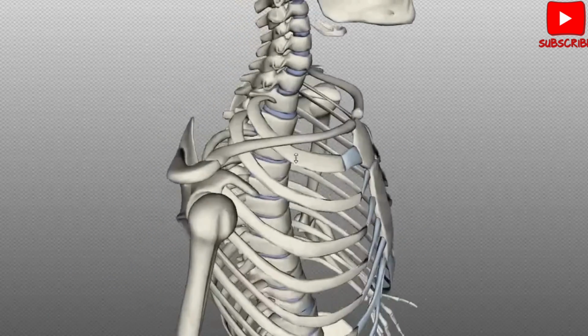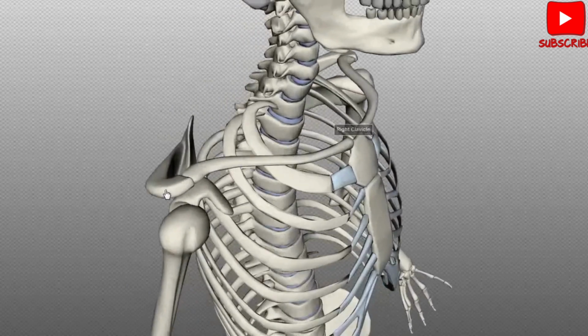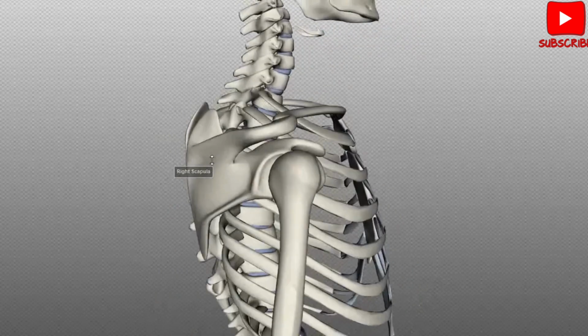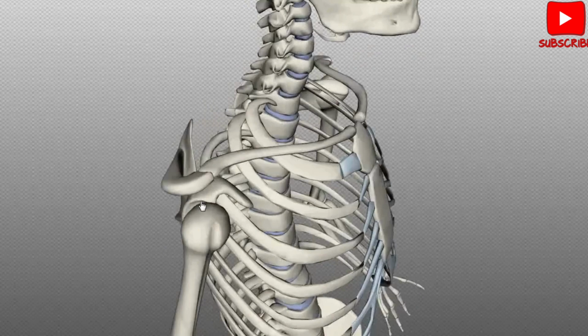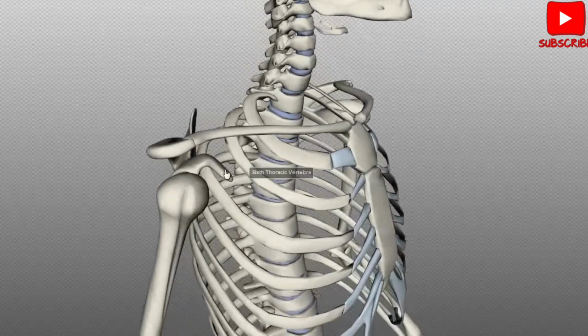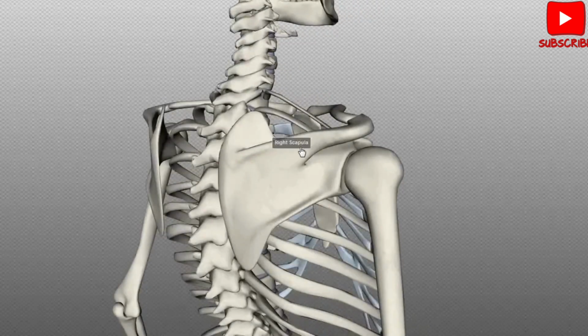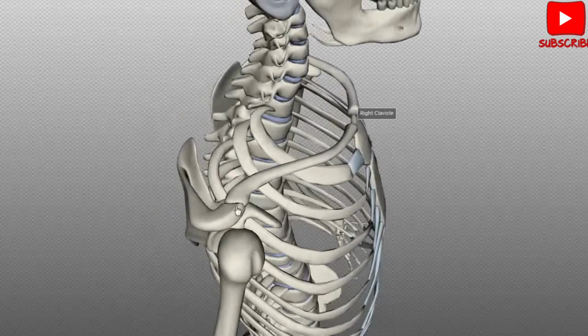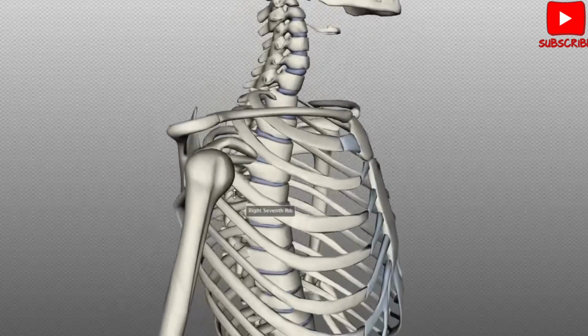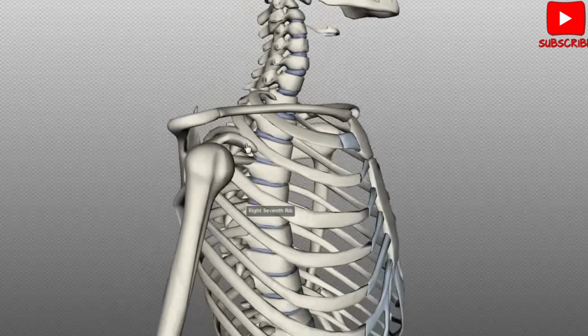You've got the acromion process, this process here which articulates with the clavicle. And then you've got the coracoid process, which I just talked about, this little hook-shaped bone which extends above the glenoid fossa, which articulates with the humerus. So three processes: the spinous process, the acromion process, which articulates with the clavicle, and this hook-shaped process which extends outwards.